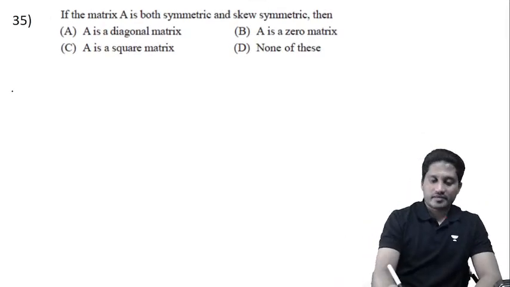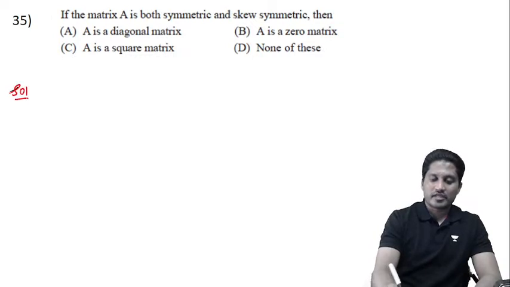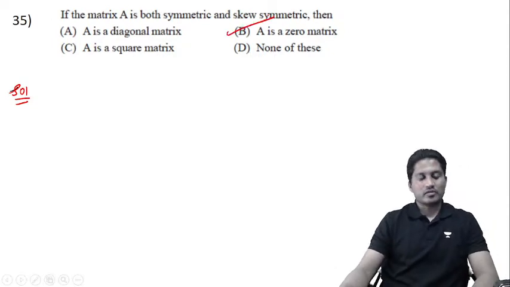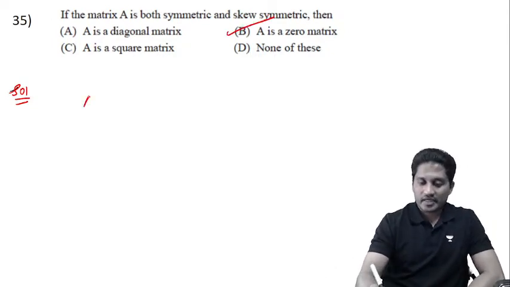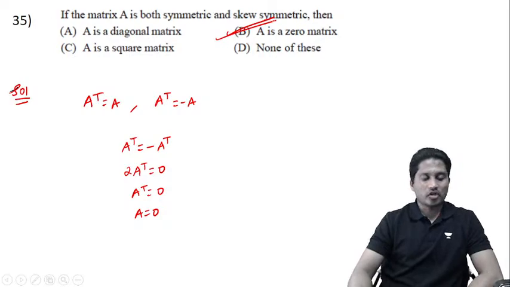Right. Question number 35. A matrix which is both symmetric and skew symmetric should be null matrix only, right? A matrix which is both symmetric and skew symmetric should be a zero matrix. Symmetric matrix means A transpose should be equal to A. Skew symmetric means A transpose should be equal to minus A. From this you get A transpose is equal to minus A transpose. So 2A transpose is equal to 0. That is A transpose is 0. A transpose is 0 means A is equal to 0. It should be a null matrix. Zero matrix.